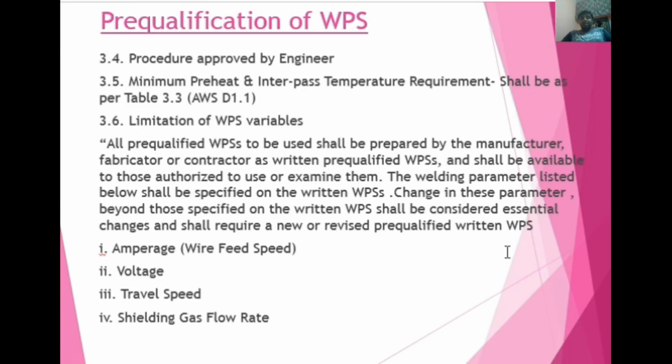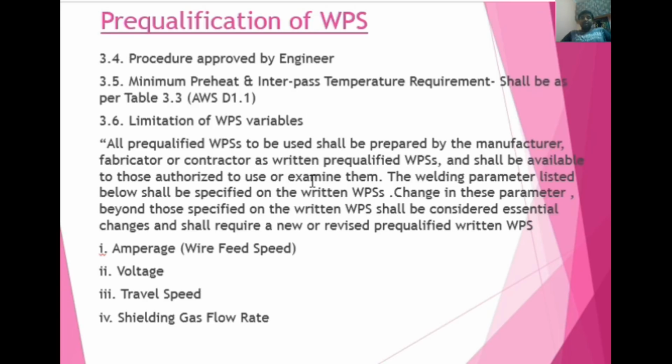3.4, procedure approved by the engineer after pre-qualification. You need to make the pre-qualified WPS. After that, the engineer will check the WPS and approve it based on AWS D1.1. The minimum preheat and interpass temperature requirements shall be as per Table 3.3, which mentions the minimum preheat and interpass temperature we have to maintain for a pre-qualified WPS.